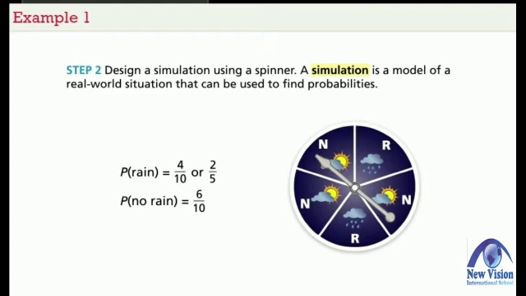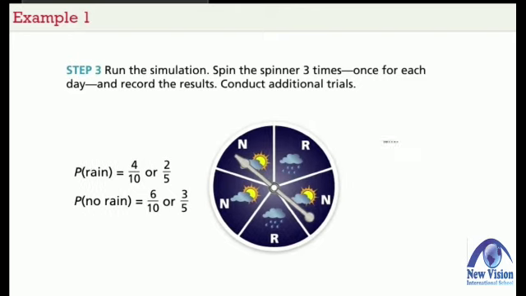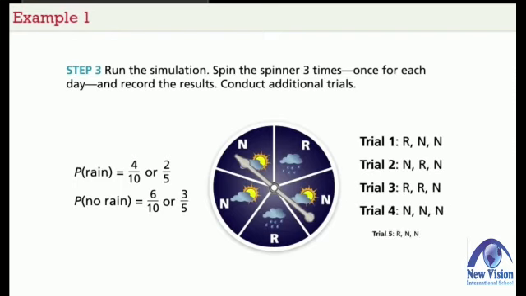The other 3 sections are labeled N for no rain. The probability of N is 3/5, the same as the probability of no rain. Now it's time to run the simulation. Spin the spinner 3 times, once for each day, and record the results. Conduct additional trials.